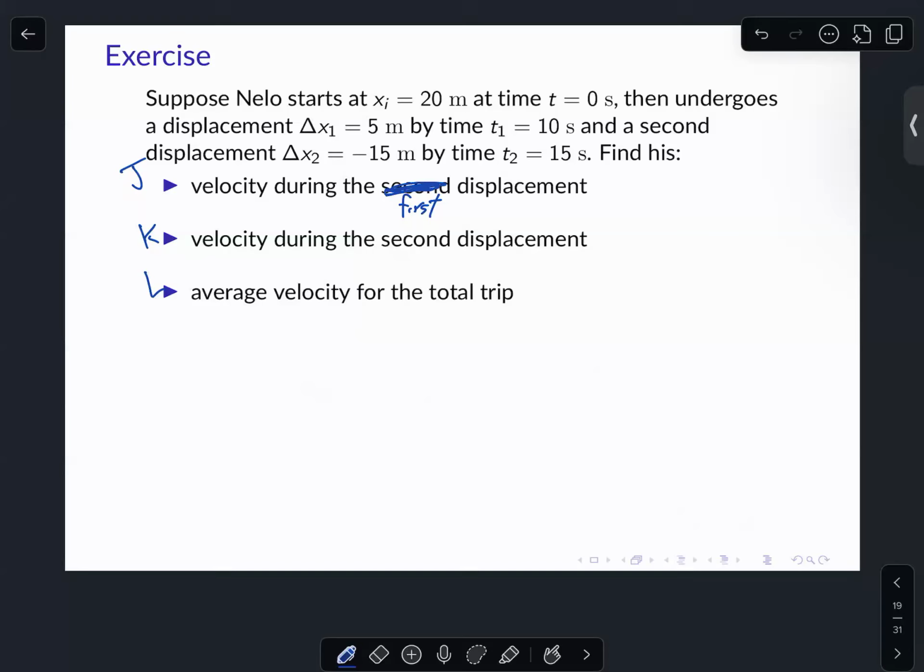Wait, the x up there or the x in the slope equation? Yeah, time. Change in time.